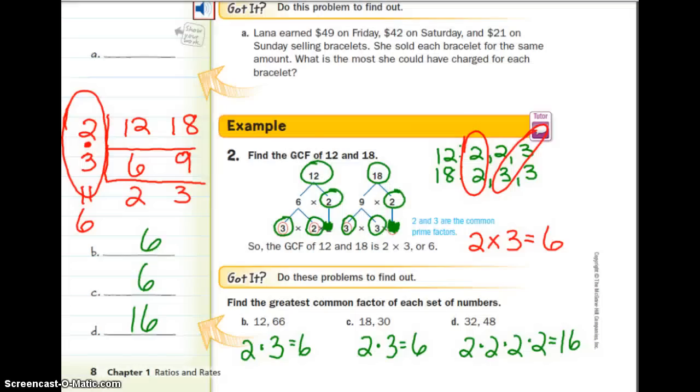The greatest common factor for 12 and 66 is 6. The greatest common factor for 18 and 30 is 6. And the greatest common factor for 32 and 48 is 16. Notice I put the prime factors for each of those.